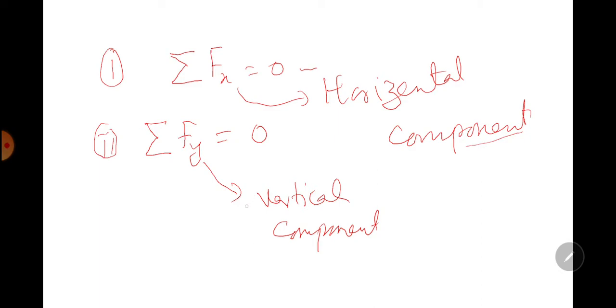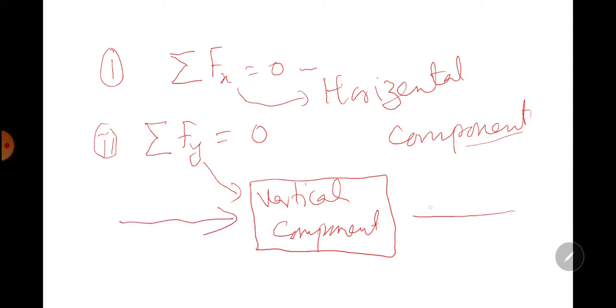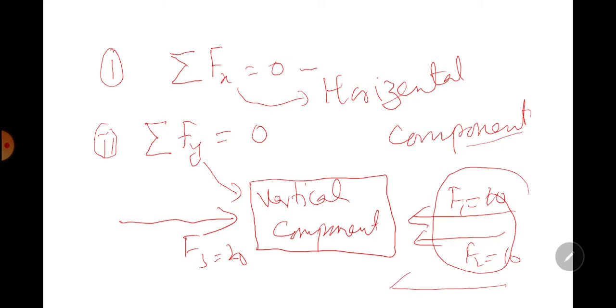For example, if a body is given like this, this is a body. Forces acting in this direction will be equal to the forces acting in the rightward direction. F3 is 20 newton, F2 is 10 newton and F1 is also 10 newton. These forces acting in this direction are 20, and the forces acting in this direction will also be equal to 20 newton. So the body will be in the state of equilibrium.